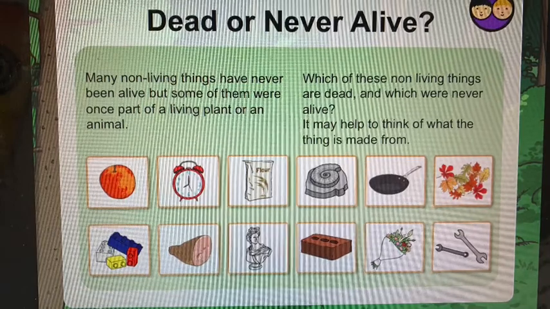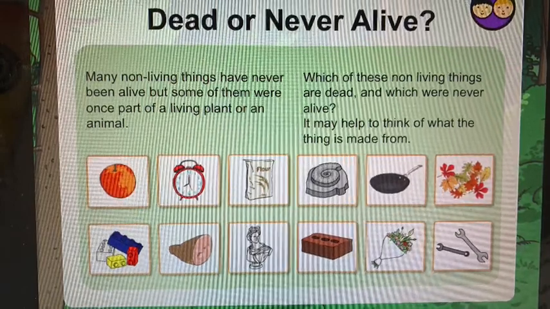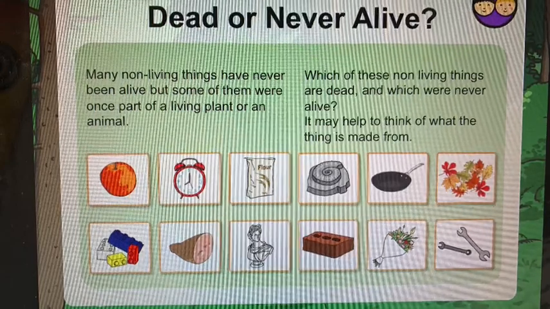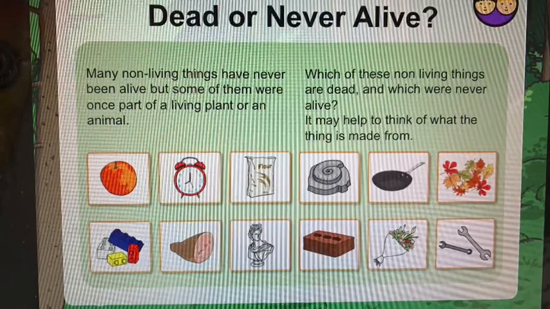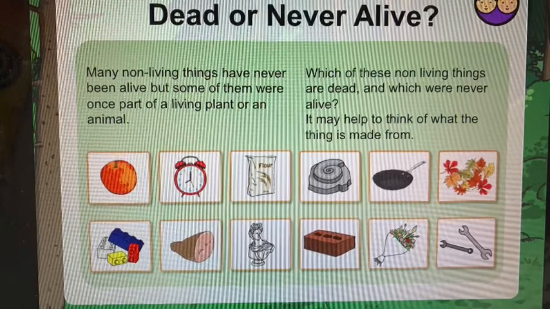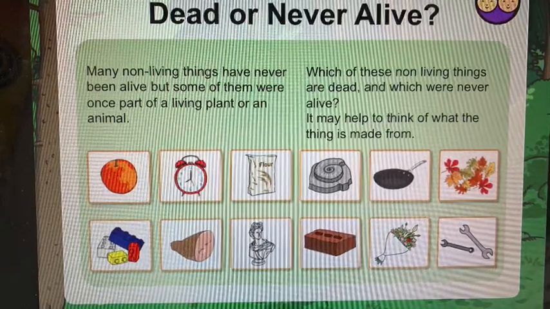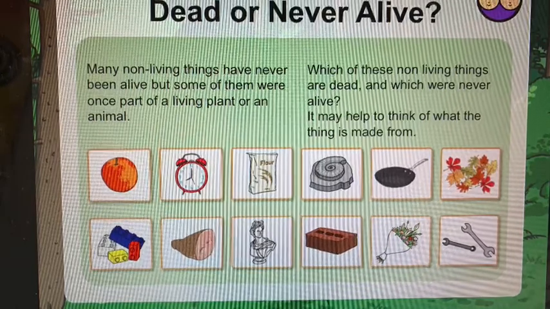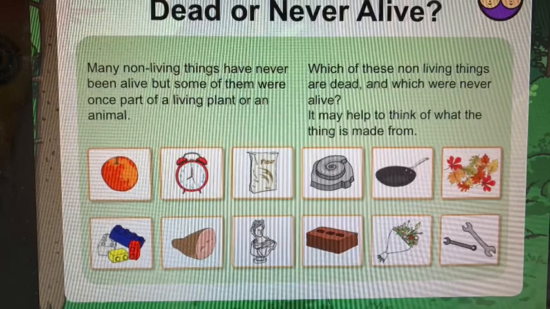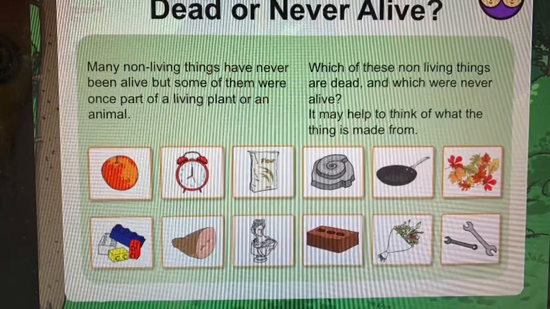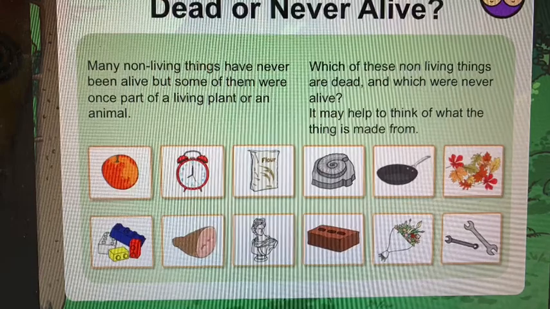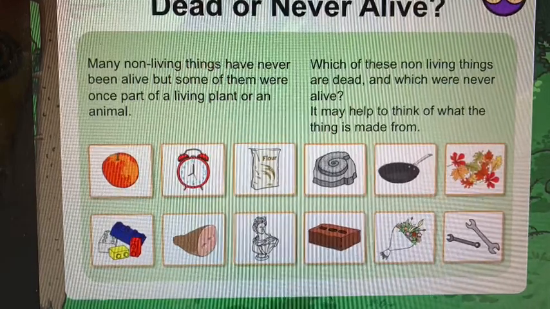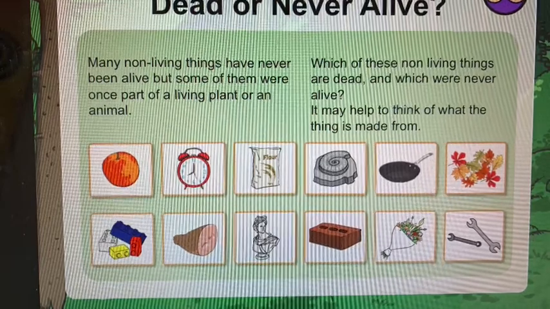Now we're going to look at dead or never alive. So many non-living things have never been alive, like a bicycle, for example, but some of them were once part of a living plant or animal. So, for example, if I had a banana, it was once living when it was on a banana tree, but when I get the banana from my supermarket, it's not living anymore. So that would be dead because it was once alive, and never alive would be a bicycle.